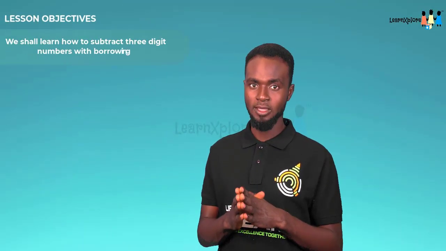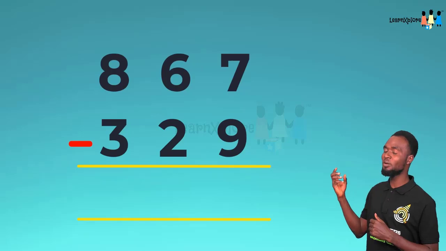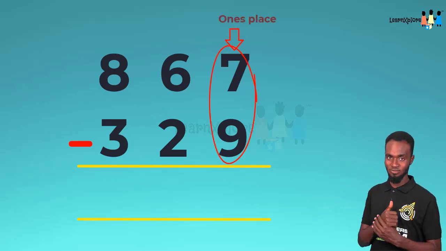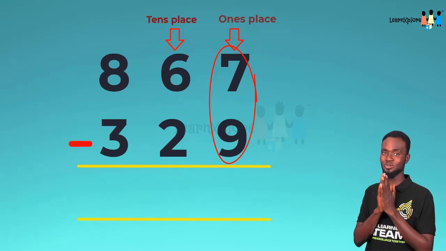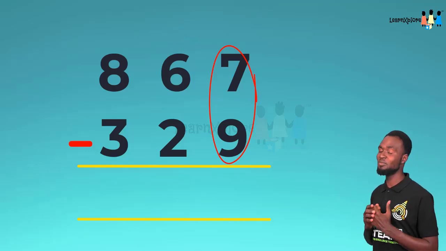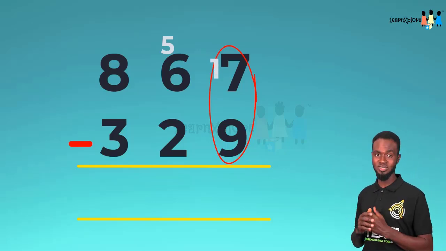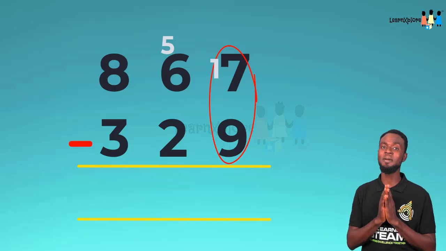Now let's look at subtraction with borrowing. We have 867 minus 329. Now if you notice the numbers in the ones place, we cannot subtract 9 from 7. So we have to borrow from the next column so that we can add it to 7. In the next column we have 6. If you remove 1 from 6, it becomes 5. Then you put the one you borrowed close to 7, it becomes 17. Now you can subtract. You have 17 minus 9.